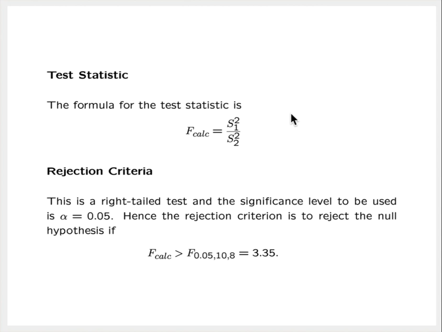Now, the formula for the test statistic, again, is the ratio of the sample variances. And because this is a right-tailed test at a significance level of 0.05, the critical point is the upper fifth percentage point of the F distribution with 10 numerator and 8 denominator degrees of freedom. And so again, we will reject the null hypothesis if F calc, the value of our test statistic, which is the ratio of the sample variances, is greater than 3.35. Another way to think about this is we're going to reject the null hypothesis if the variance of sample 1 is more than 3.35 times bigger than the variance of sample 2.